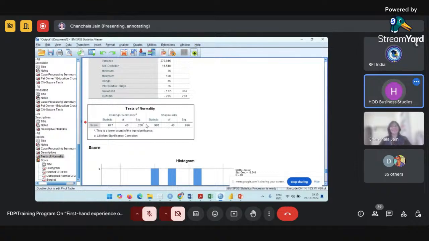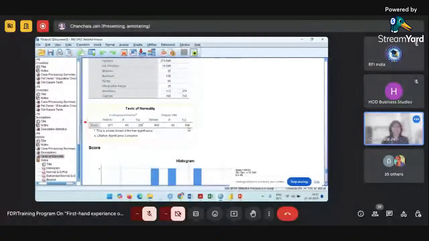We're really sorry. Okay. So the hypothesis which I told you for the normality test is: the variable is normally distributed. This is your null hypothesis, right? Now looking at the significant value, which is 0.696, what will be my conclusion?